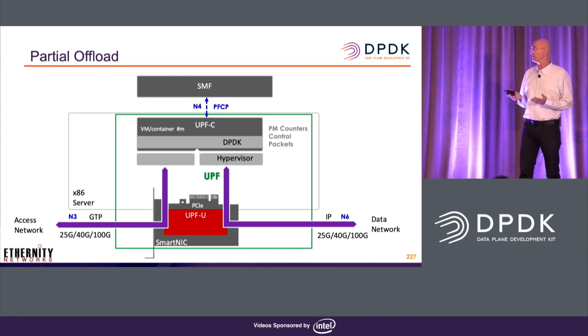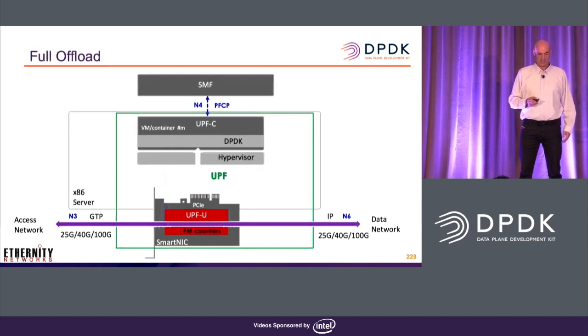So what is the normal packet flow? A packet comes in, it goes to the SmartNIC, and maybe some acceleration towards the software, maybe policing or shaping or pre-classification, and then the UPF-C does all the packet manipulation and sends it towards the data network and vice versa. That's called partial offload, and this stays.